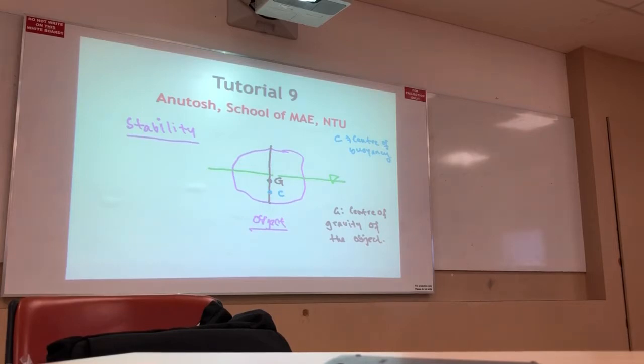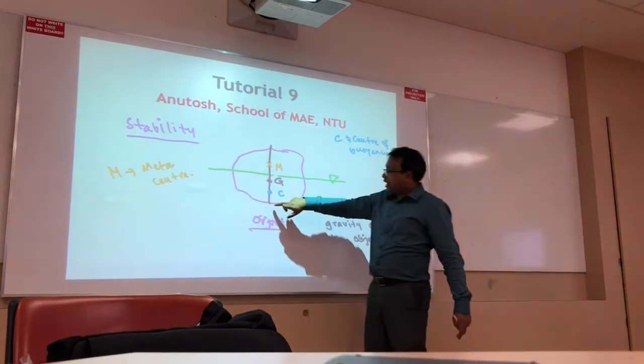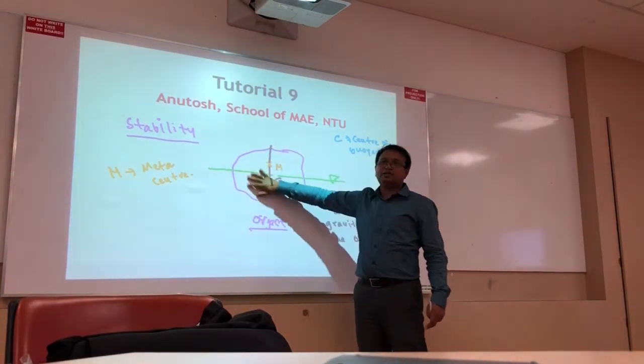And another center is called the metacenter. M indicates the metacenter. Okay? So this is a common thing. Okay, I draw one line, so this indicates any object.